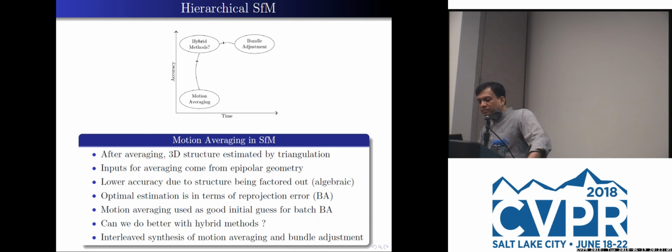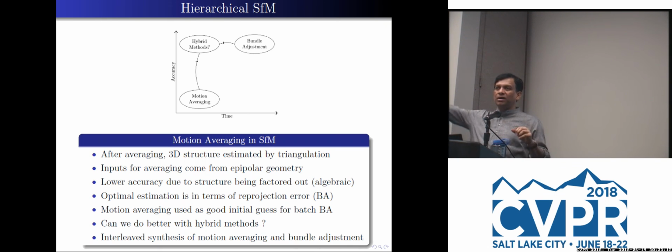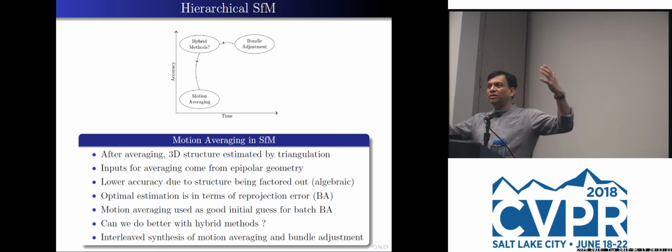Okay, so what have we done till now? We have figured out how to take pairwise cameras, find relative motions, solve for the rotation averaging problem, and solve for the translation averaging problem. Well, you solve for the cameras, right? You know where the cameras are. And now you can use it in different ways.